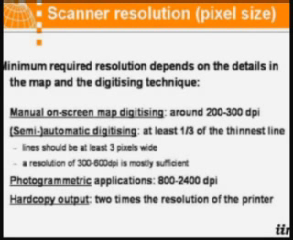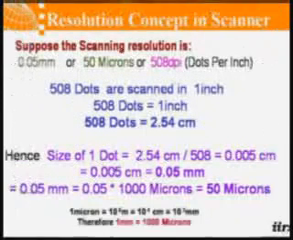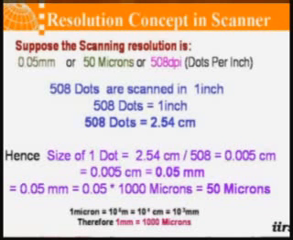What I said earlier is, suppose the scanning resolution is 0.5 mm. So you have seen this already. This is 0.5 mm. Then you convert into dpi. It is equal to 50 microns.